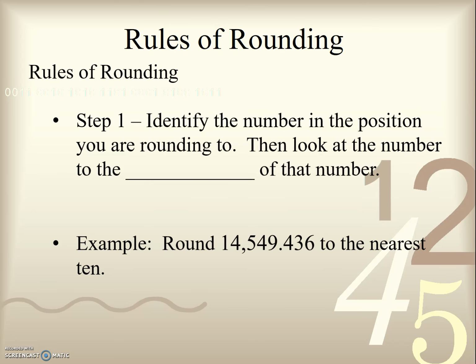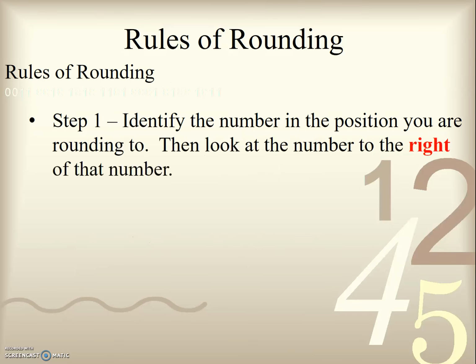Rules of rounding. Step 1, identify the number in the position you are rounding to. Then look at the number to the right of that number. For example, round 14,549 and 436 thousandths to the nearest 10. All right, let's take a look and make sure you filled in the right word in your blank, and then we're going to take a look at that number. Okay, so you should have filled in right on your fill in the blank right there.